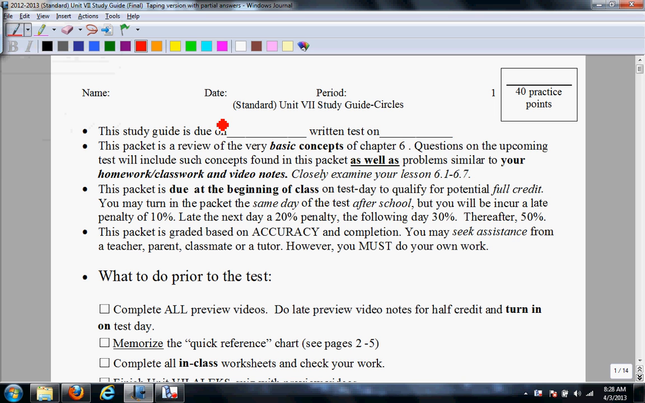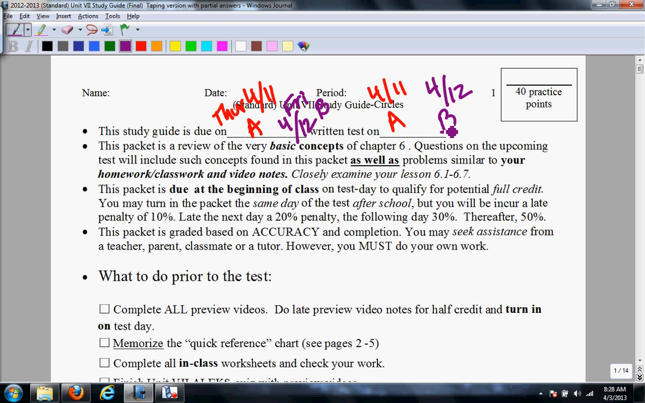This study guide is due on Thursday for 11 for A days. That'll be the same day as your test for 11 for A days. And it's due Friday for 12 for B day students. And that would be the same day as your next circles test.